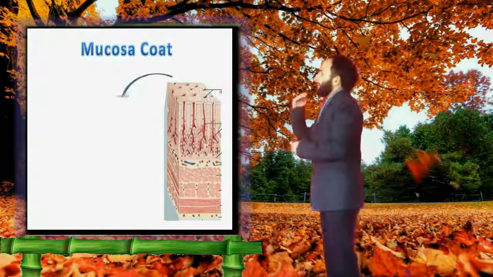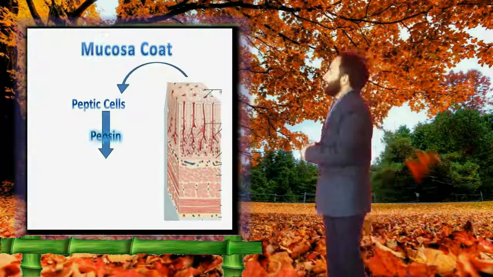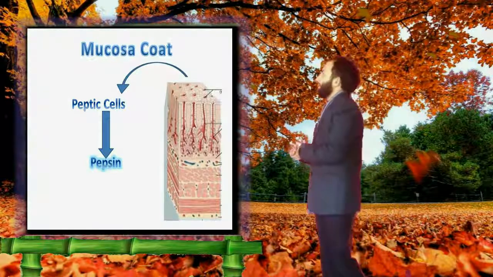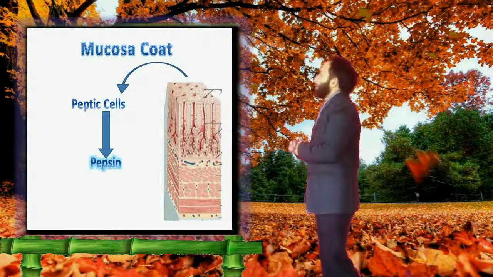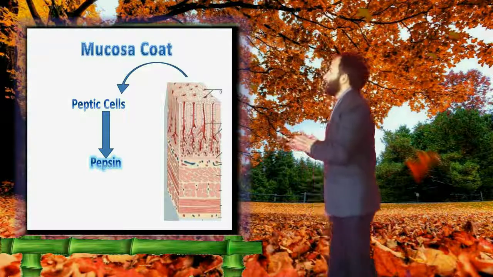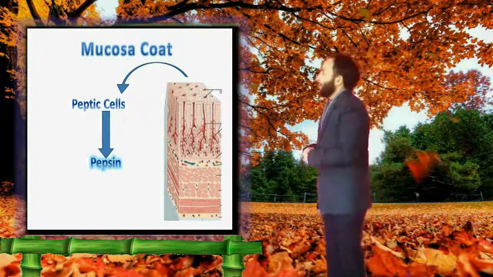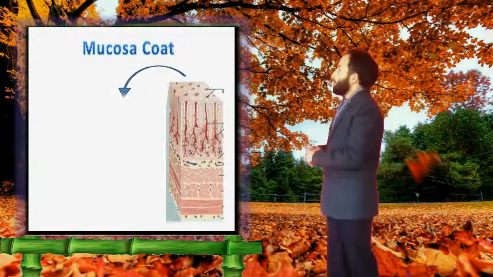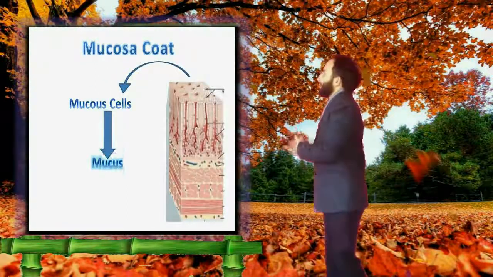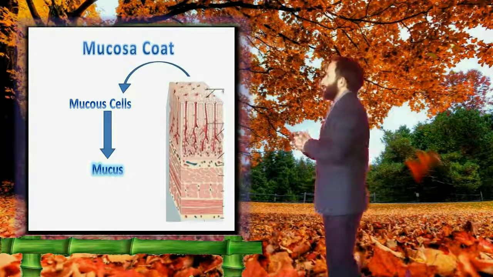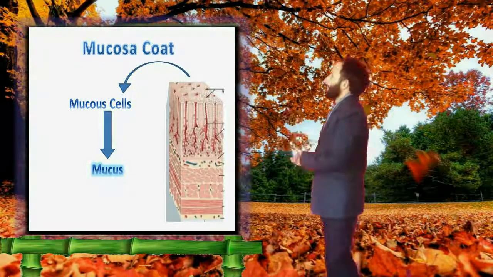The next cell is peptic cells. These cells produce an enzyme, pepsin. The next cell type is mucous cells. These are distributed in great quantity and secrete mucus, which lubricates the entire stomach cavity.